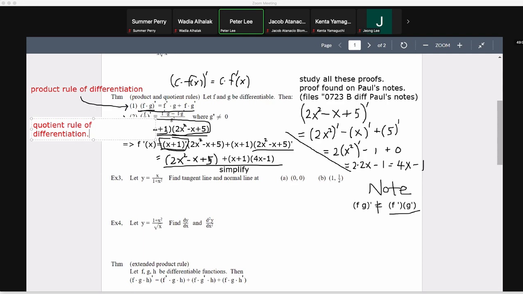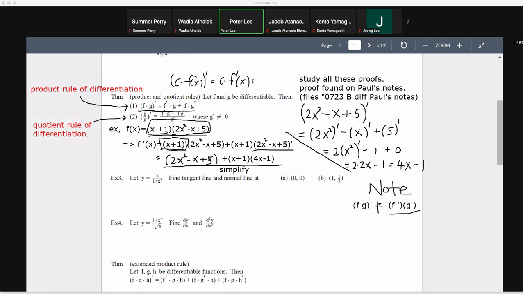Okay. So if we go to a later course, say Calc 2, and they talk about the product rule, then you have to know which product rule. So this rule, they will call the product rule of differentiation and the quotient rule of differentiation. That's the name. Okay. So now let's look at example 3.